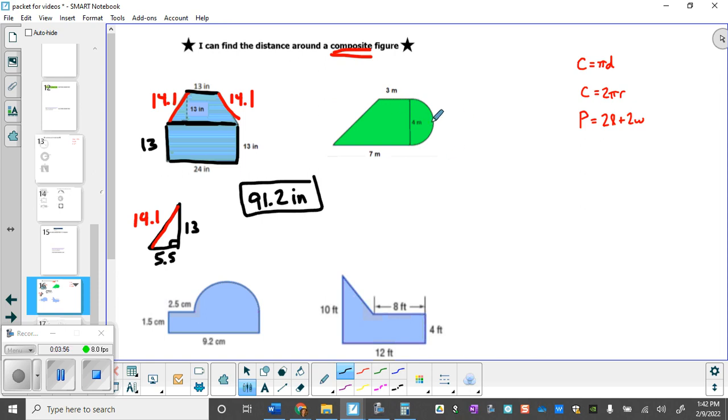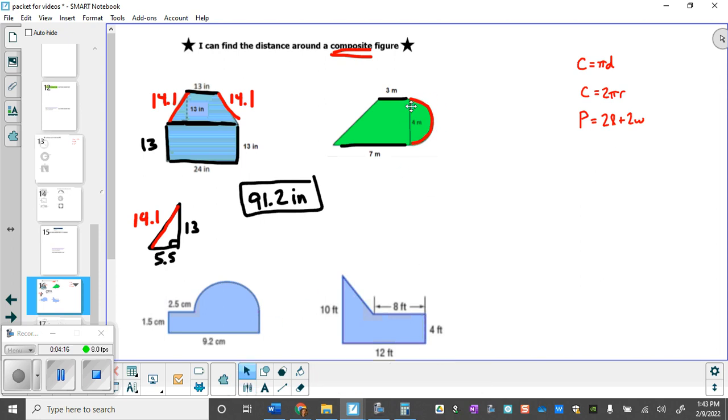So for this one, we have a 7. We need to find the distance around this curvy part. We have a 3. And we need to find this slanted part, okay? I'm actually going to start this time over here with the circle. We're going to try to find this red part right here.